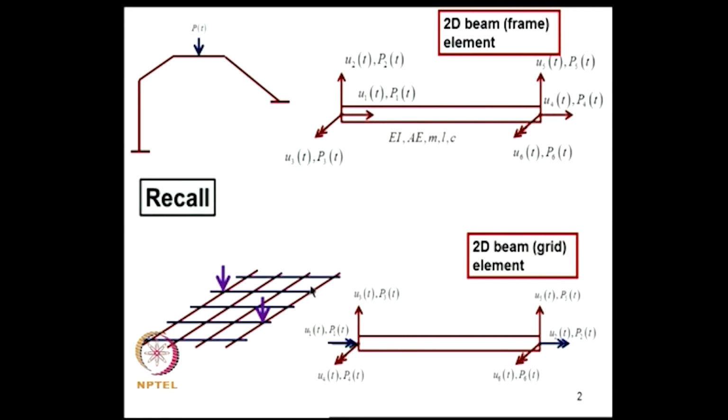In a grid structure, which is again a planar structure, the load acts normal to the plane of the structure, and the load resisting mechanism is through twisting and bending. So, a typical grid element will have 2 twist degrees of freedom and 4 degrees of freedom corresponding to the bending action.